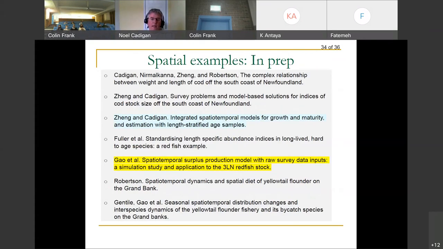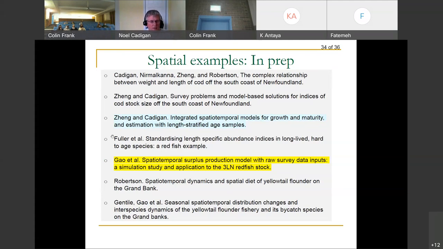We have a lot of papers in prep that are supporting a spatial stock assessment model. And I like this one that Nan Zhang is leading, integrated spatial temporal models for growth and maturity. I like it because it's getting at what could be more sensible spatial divisions for a stock assessment model. What Rajiv looked at was just landfall strata, which may be kind of arbitrary in terms of stock productivity dynamics. So I like that one.